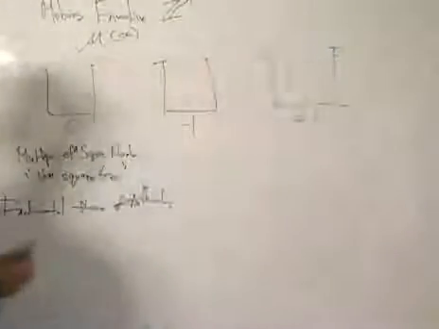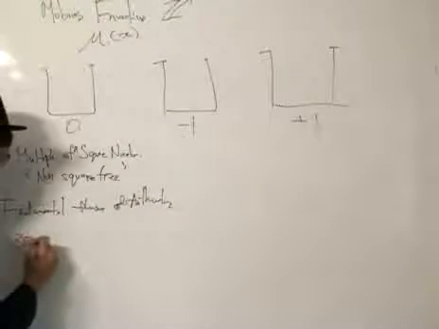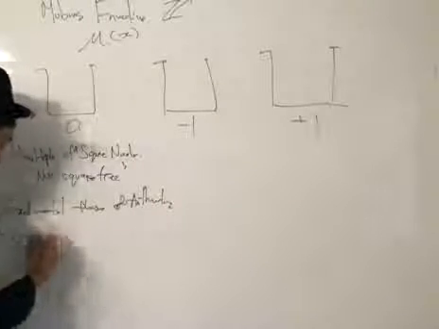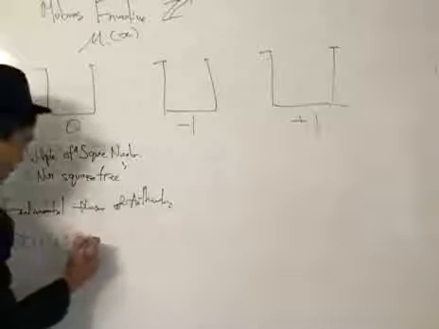Let me give you an example. 30: if I want to factor 30 into prime numbers, I will go 30 is equal to 2 times 3 times 5.